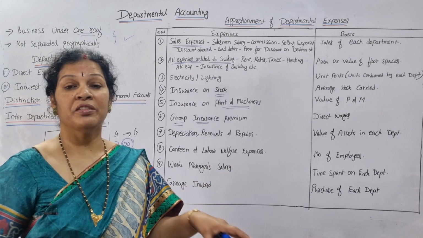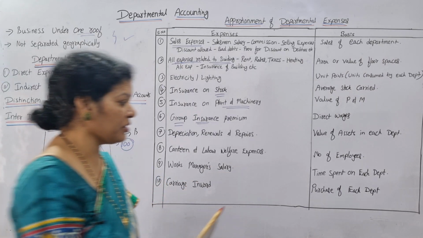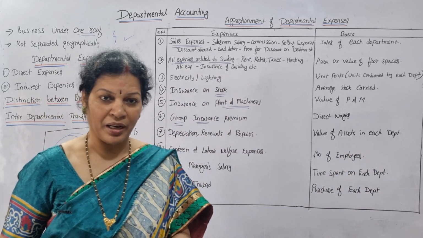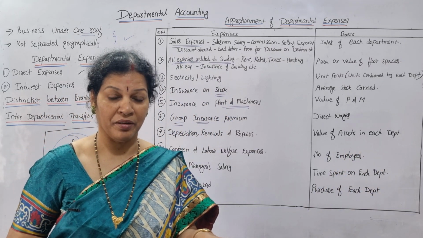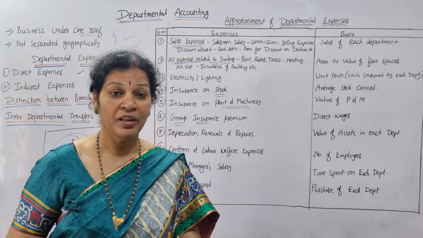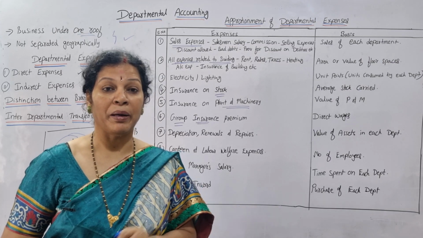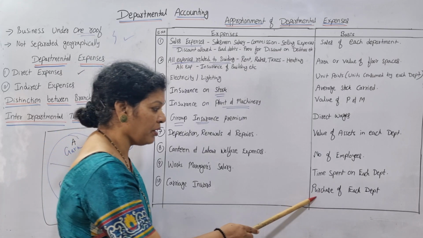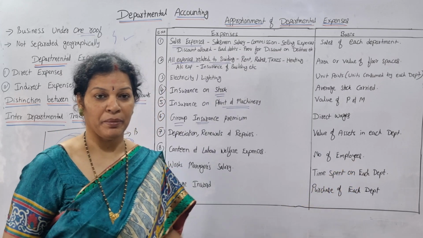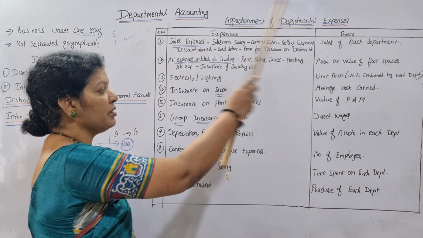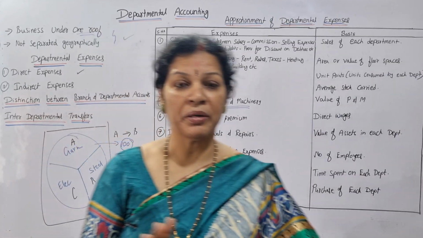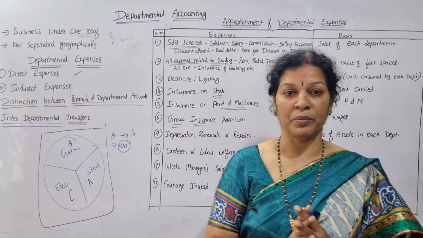Carriage inward means it is inter-department. So in such cases, we look at the purchases of each department. How much have they purchased? The purchased material is transferred from one department to another. That is why, for carriage inwards, we always focus on the purchases of each department. That's all. This table, at any cost, you have to remember. If you can remember, then only we can go for further problems.